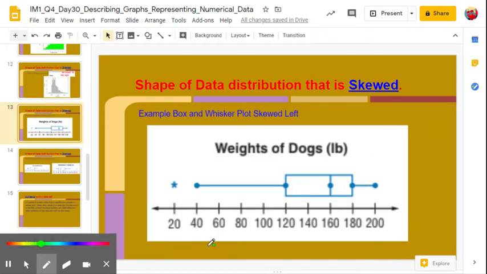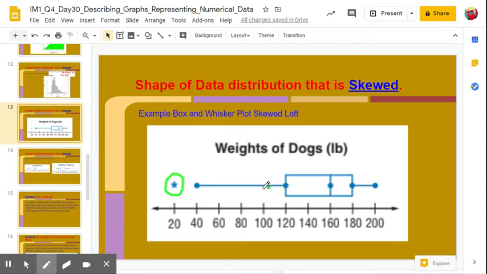Here's an example of a box-and-whisker plot. So we know our middle is the median, is the 160. You see how the right side, everything's clustered pretty close from 160 to 200. On the left side, you see how it goes from 160 all the way here to 40. It officially goes all the way to 20. This little asterisk here, that's going to represent an outlier, which we'll be talking about soon.